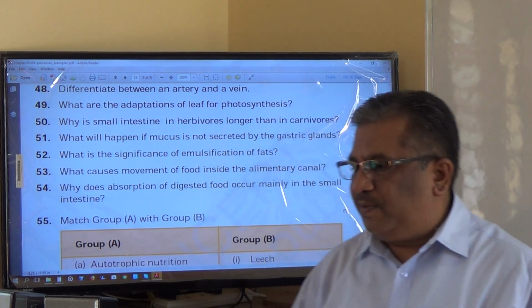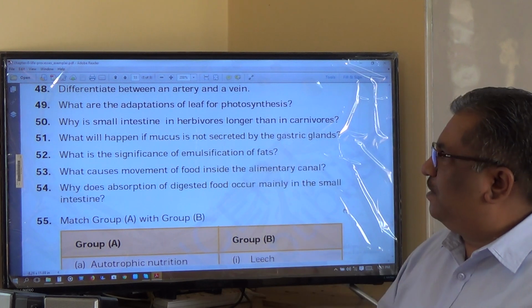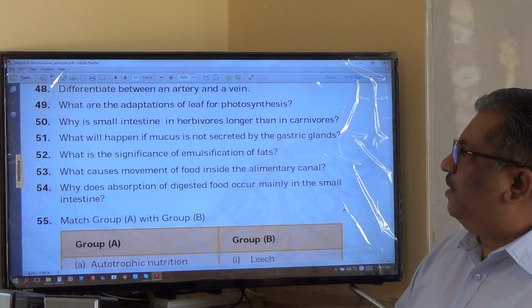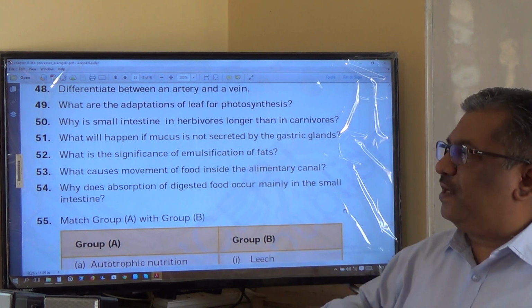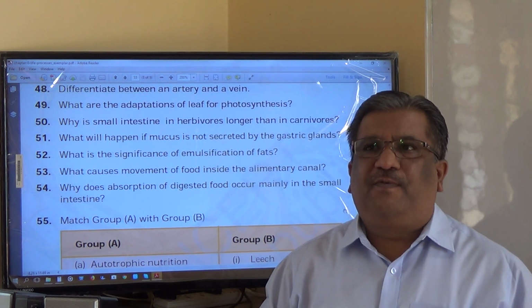What are the adaptations of leaf for photosynthesis? What do you think of this? Adaptations, how the leaves are adapted themselves for photosynthesis.